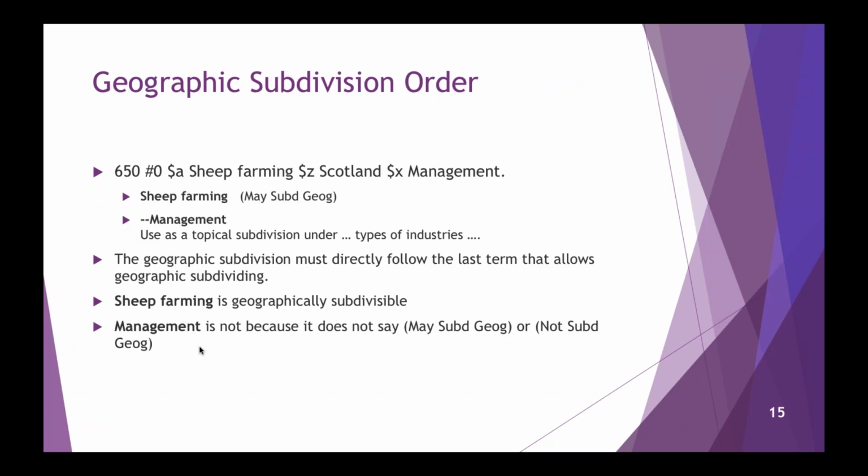And again, the explanation that I had a little bit earlier, the sheep farming allows for subdivisions. Management does not. It has nothing following. It doesn't say no. It doesn't say yes. It says absolutely nothing. And when it says absolutely nothing, that's the same as saying no. And therefore sheep farming will come first, and then we have our geographic subdivision, and then we have our topical free-floating subdivision.